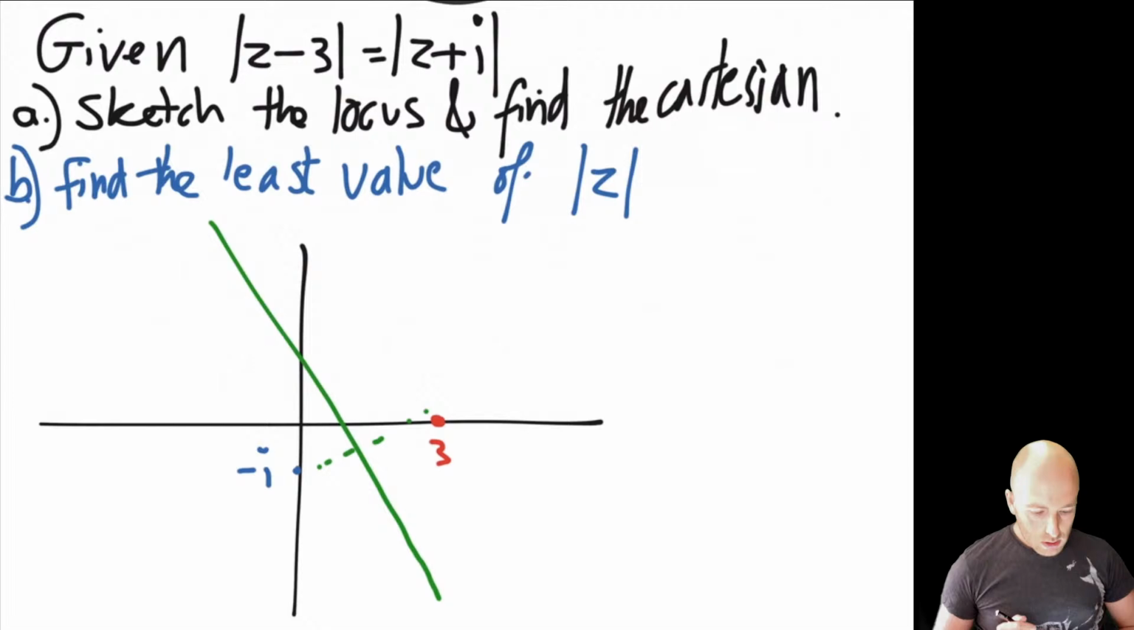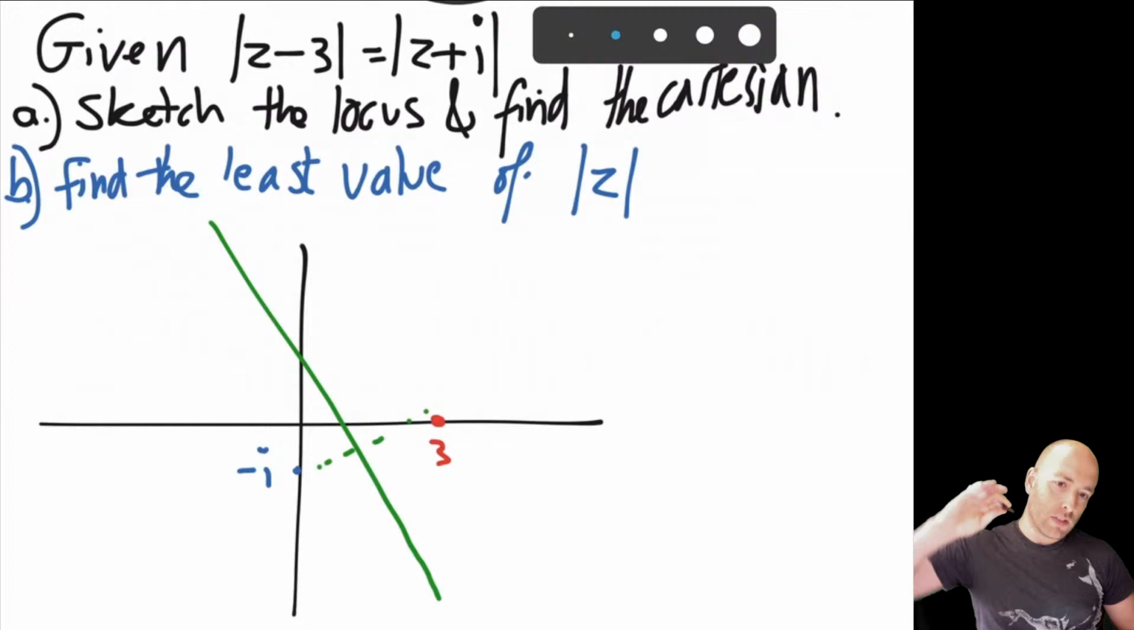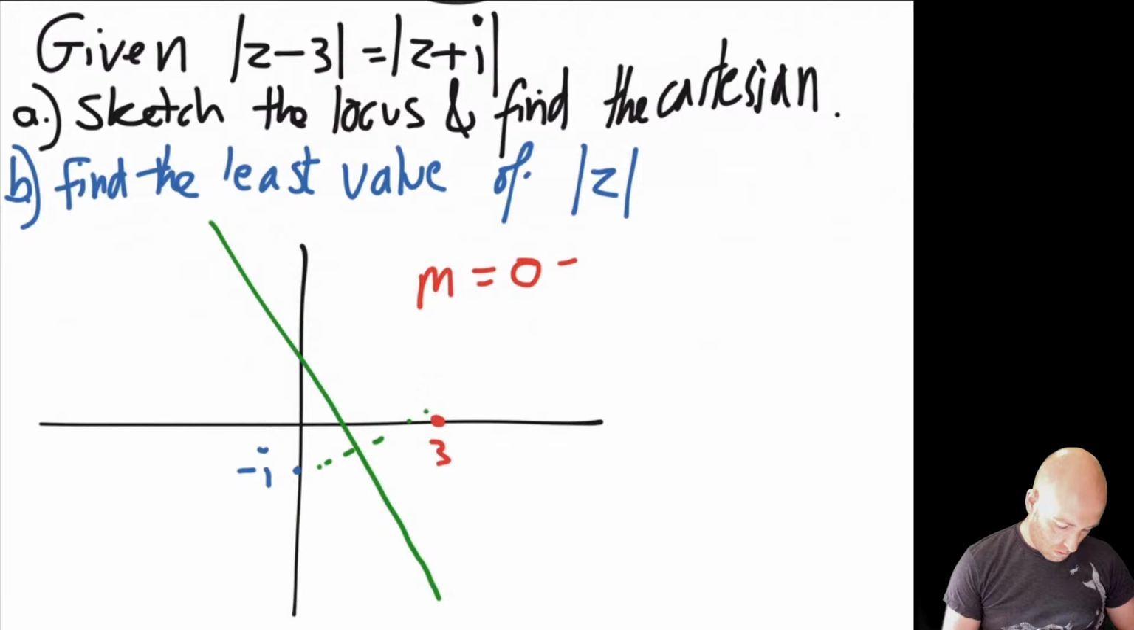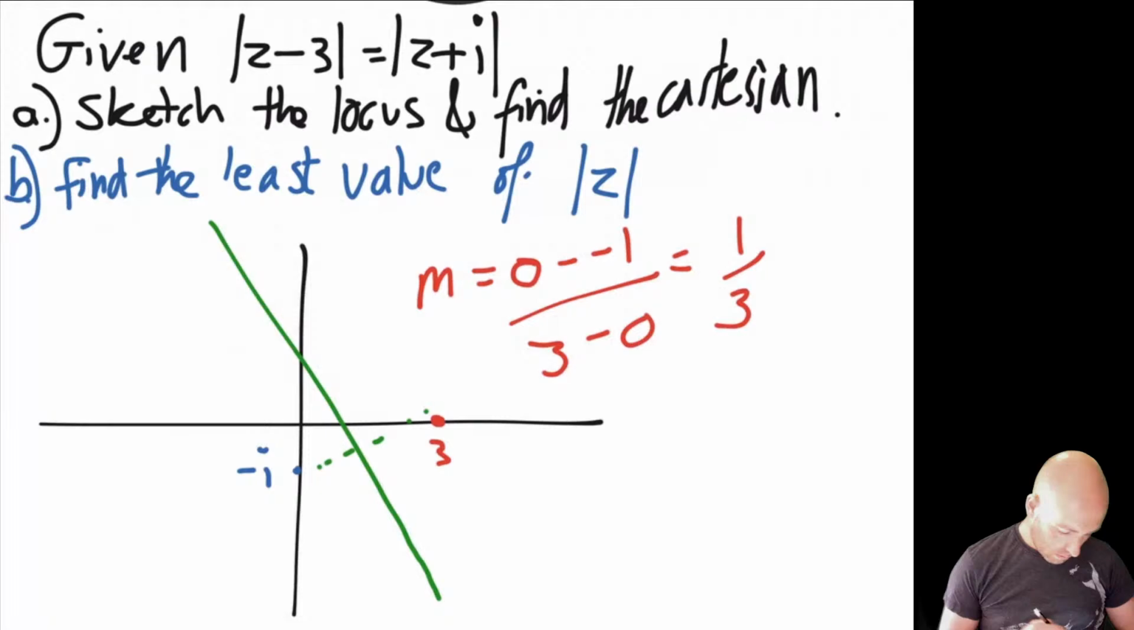So to find the Cartesian equation, we need to find the gradient of the dotted line, find the negative reciprocal of it to find the gradient of the locus line, and then find the midpoint as well. So the gradient is going to be 0 minus minus 1, over 3 take 0, which is a third. So the perpendicular gradient is minus 3.